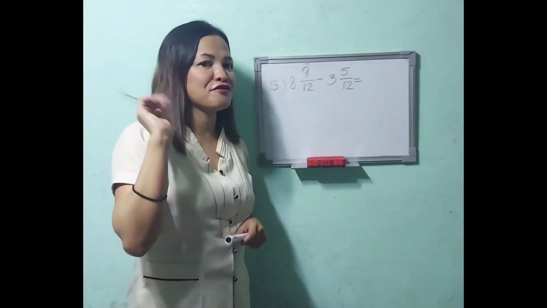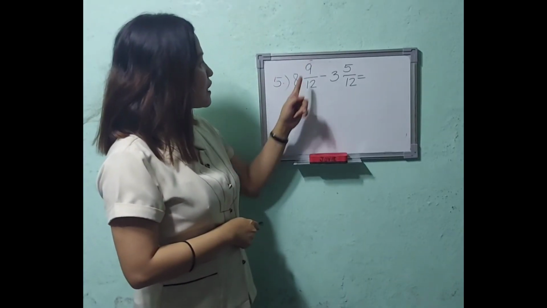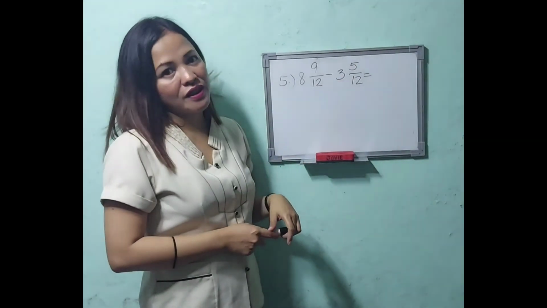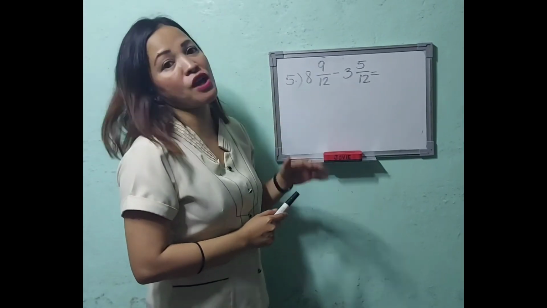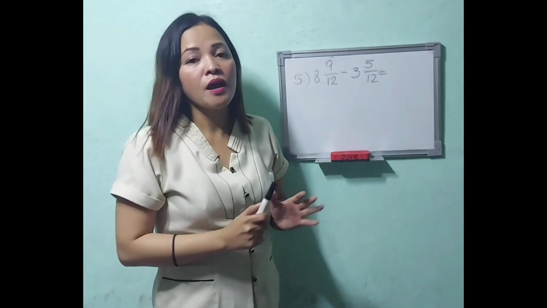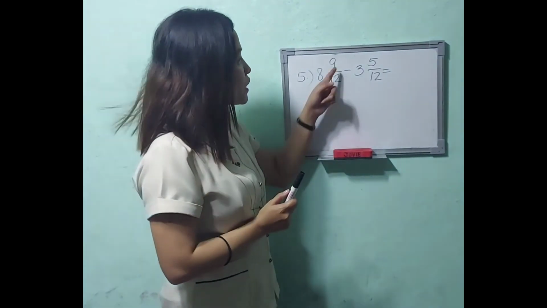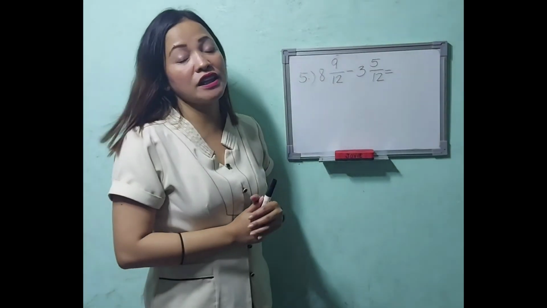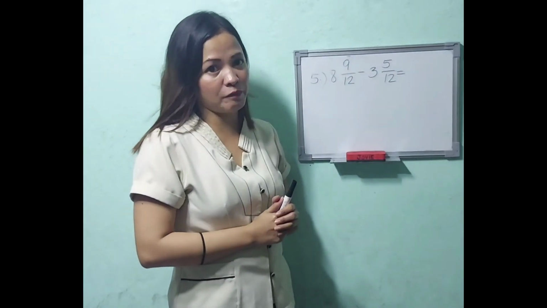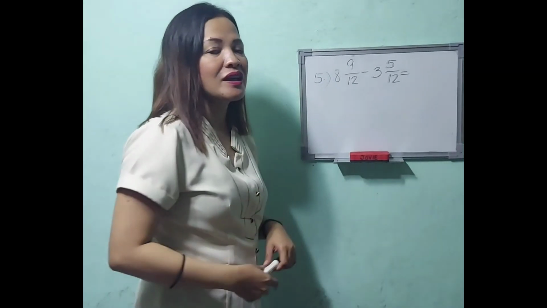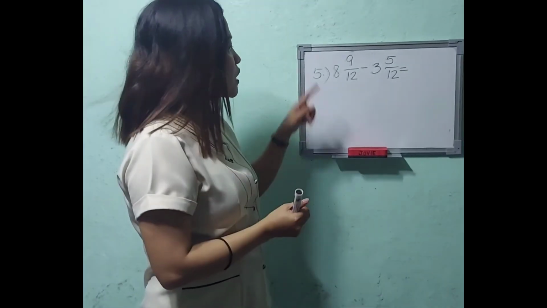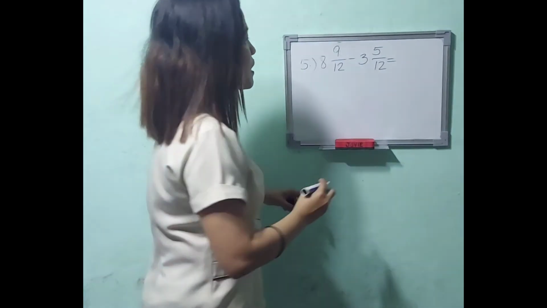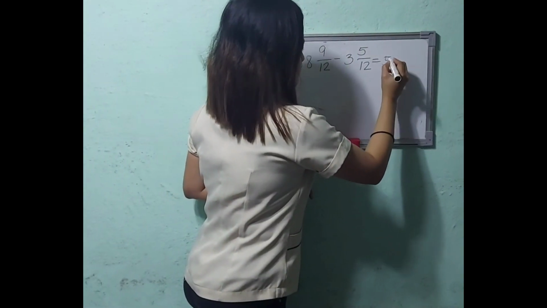Example number 5. So we have 8 and 9/12 minus 3 and 5/12. This is an example of subtraction of mixed number. Pero kung titignan din natin mabuti yung kanyang fraction part, pareho din sila ng denominator. So similar fraction din. Okay, so let's do it. The first step is subtract the whole number. 8 minus 3. So we have 5.